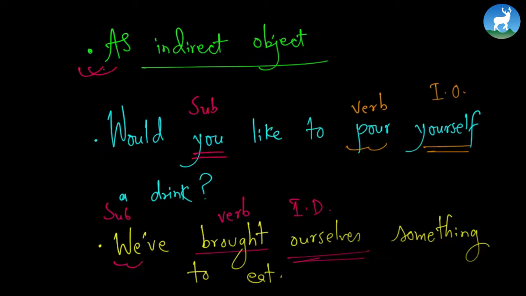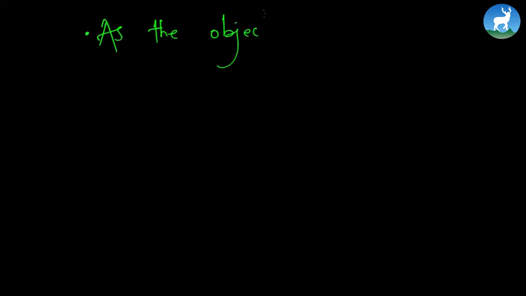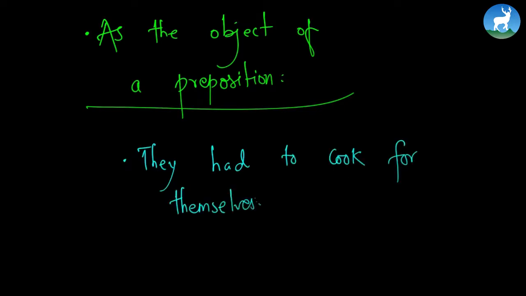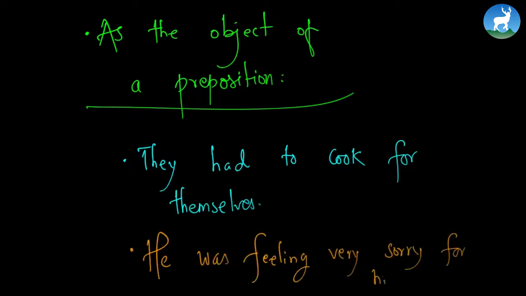Let's look at that. As the object of a preposition, when the object refers to the subject of the clause. For example, they had to cook for themselves. Let me write one more example. He was feeling very sorry for himself.